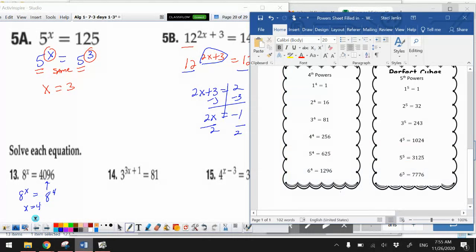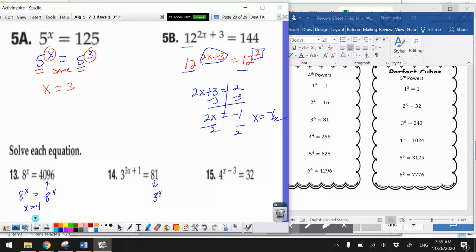All right, what about 81 with 3s? Well, I see 3 to the 4th right here. So I'm going to replace the 81 with 3 to the 4th power. Are my bases the same? Yeah. So I'm going to pull out my equation and write it up here to give myself more space. 3x plus 1 is equal to 4. Minus 1, 3x equals 3. So I know x is going to equal 1.